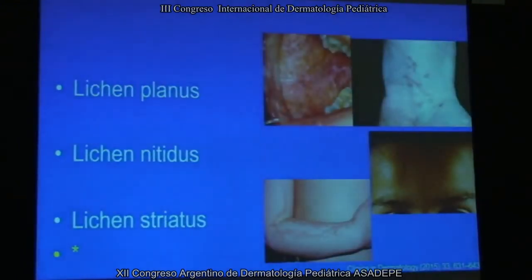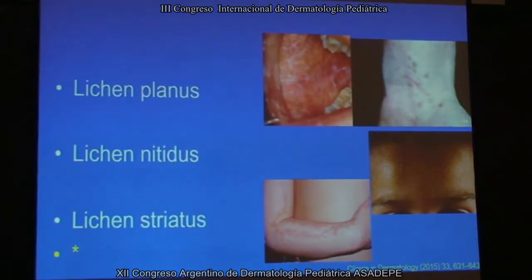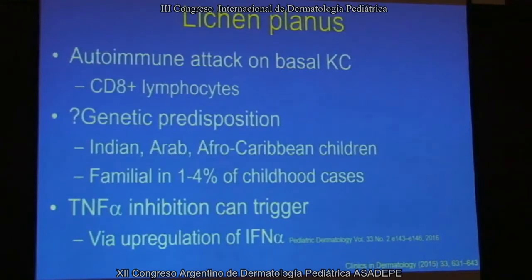So there are several key types of lichenoid dermatosis. Today we will talk about lichen planus, lichen nitidus, and lichen striatus. And if there's extra time, a little bonus at the end.